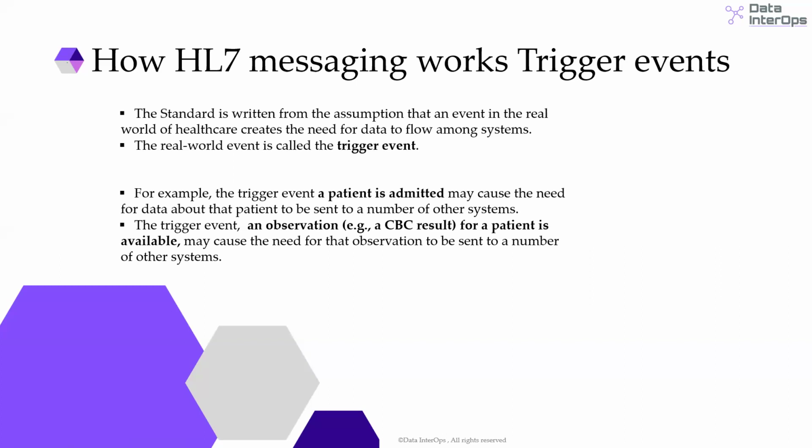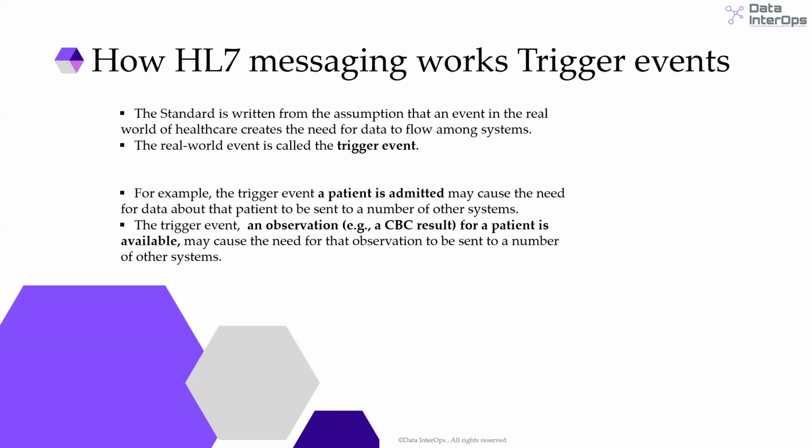So what is that event? Let's say you have a patient getting registered. So the patient providing his details and the receptionist registering those details is an event. And if this event is demanding the data flow to be sent from one system to another, such an event is called a trigger event. Because it is triggering the data from one system to another, that's the reason it is called a trigger event.